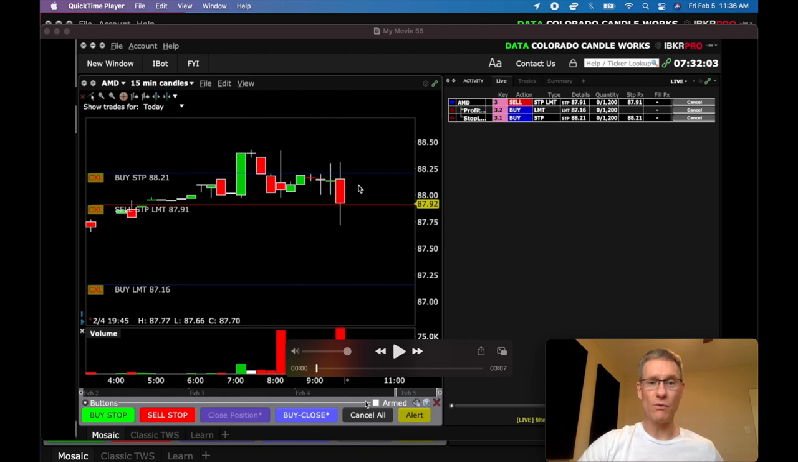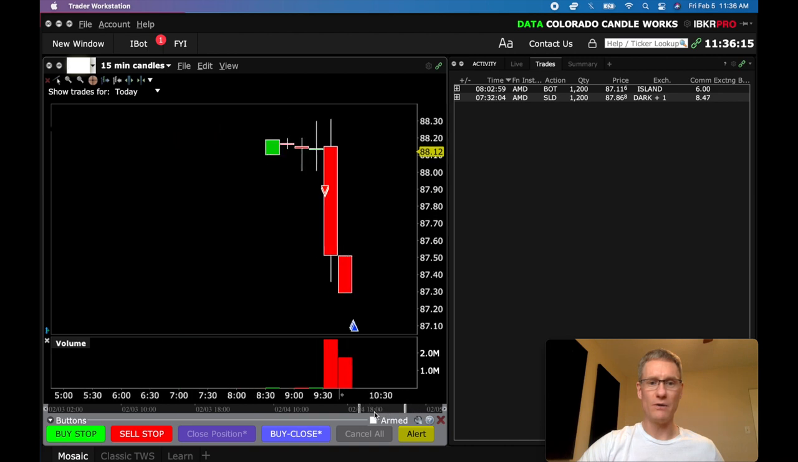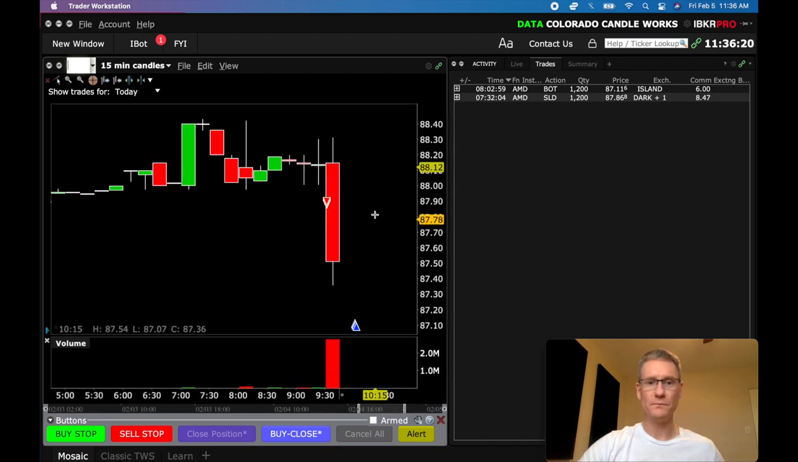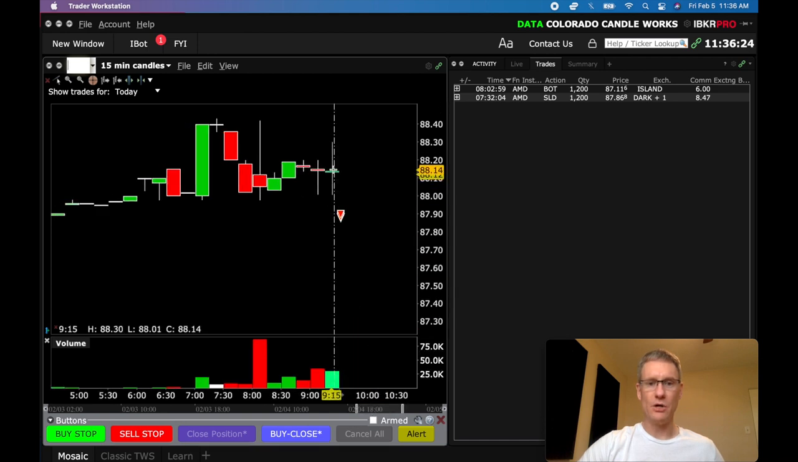So you can see right here, this is the last 15-minute candle. Let me flip over here real quick just to set it up. If I walk this back a little bit more, right there, this candle here is the 9:15 candle. You can see it closed as a doji.